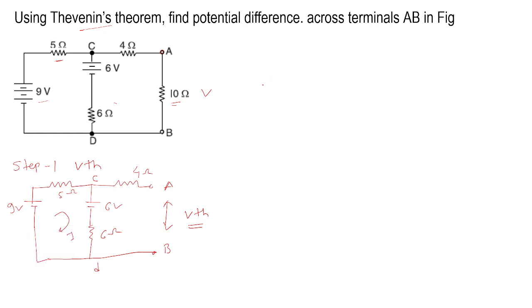Applying KVL, traveling from minus to plus, it will be 9 minus 5I1. Now, from plus to minus, it will be a voltage drop of minus 6I1. So 9 minus 6 is 3, and we need to equate to 0. So 3 minus 5I1 minus 6I1, which is minus 11I1.